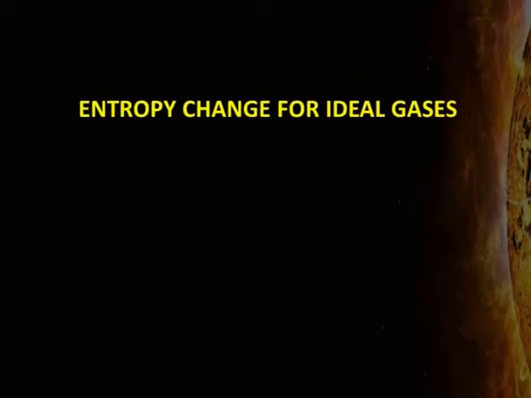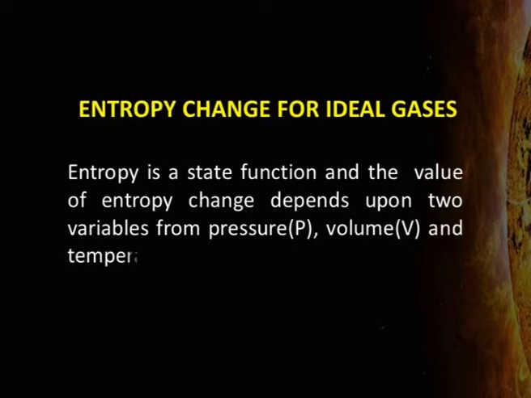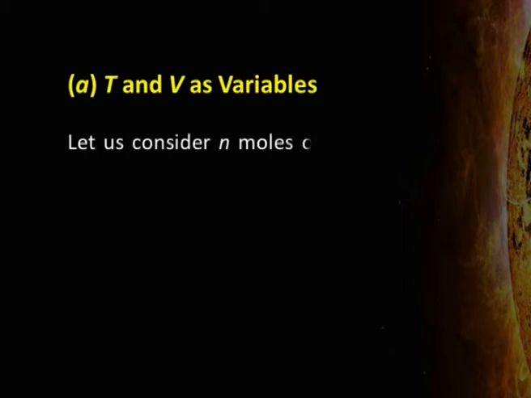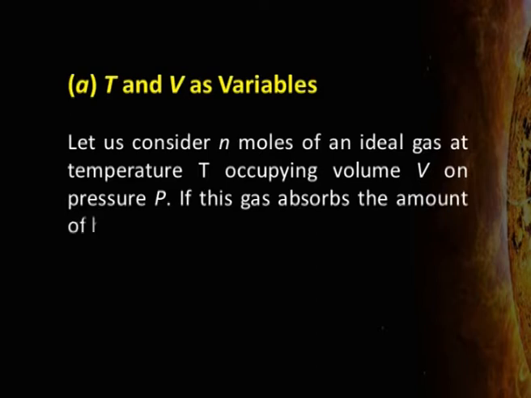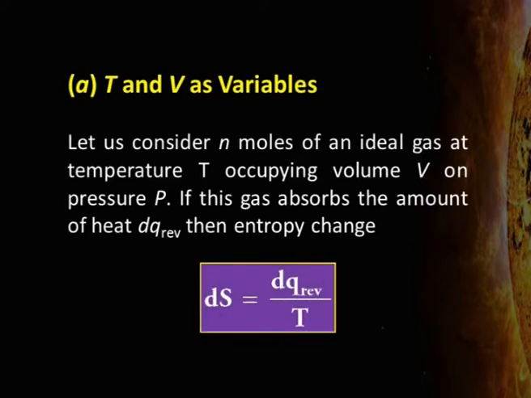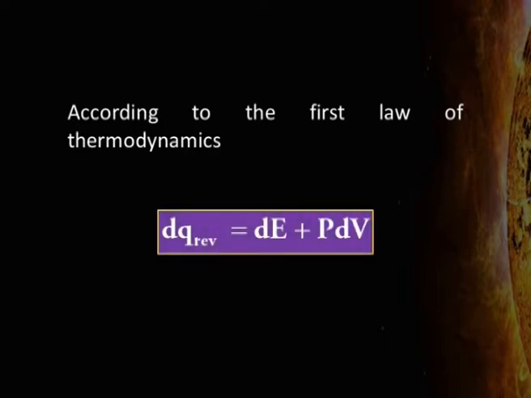Now we are going to discuss the entropy change for ideal gases. You know that entropy is a state function, and the value of entropy change depends upon two variables from pressure, volume and temperature. First, we are going to discuss the entropy change when temperature and volume are variables. Let us consider n moles of an ideal gas at temperature T occupying a volume V at pressure P. If this gas absorbs an amount of heat equal to dq reversible, then the entropy change, dS, will be equal to dq reversible divided by T. According to the first law of thermodynamics, dq reversible will be equal to dE plus PdV.